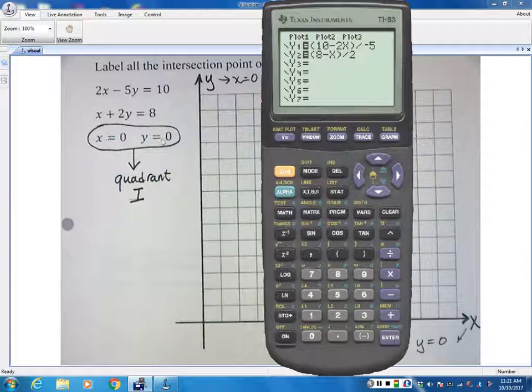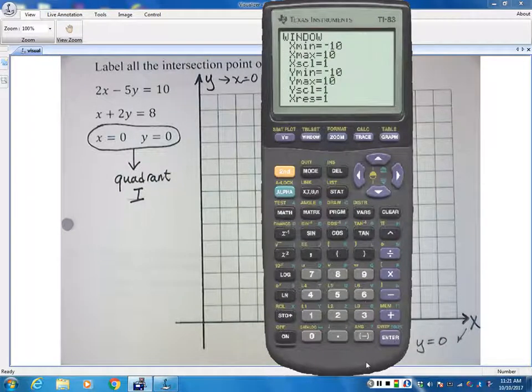And since I'm only looking at x equals 0 and y equals 0, I'm going to set my window up to go from 0 to 10 in both directions. So I'll put my minimum x value at 0 and my minimum y value at 0, so that all I'll see is the first quadrant on this one, because that's where I'm interested in being able to work this problem. Put the y min to 0. Both of your mins need to be 0.